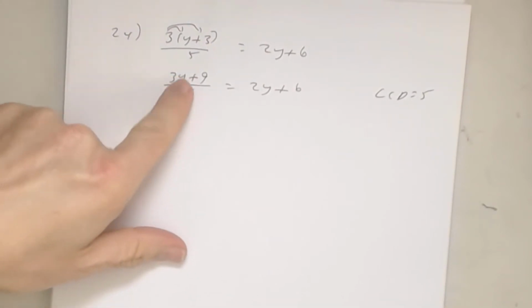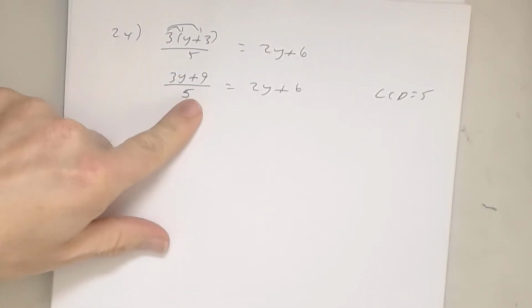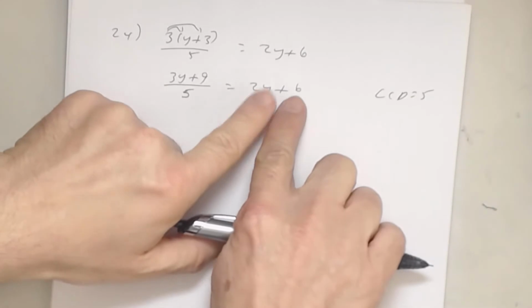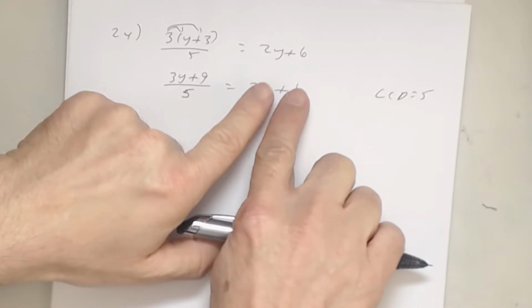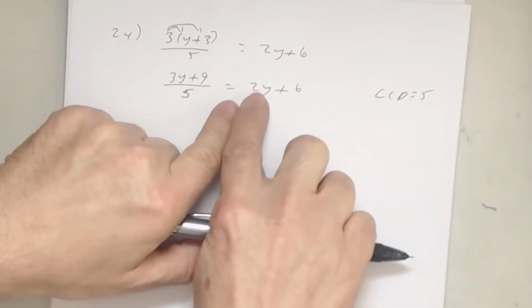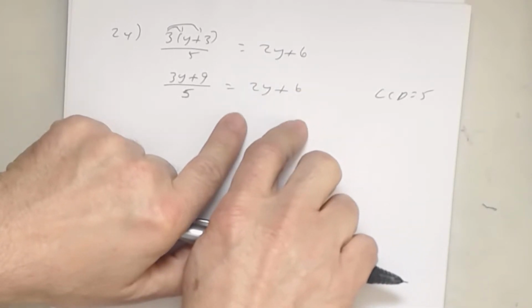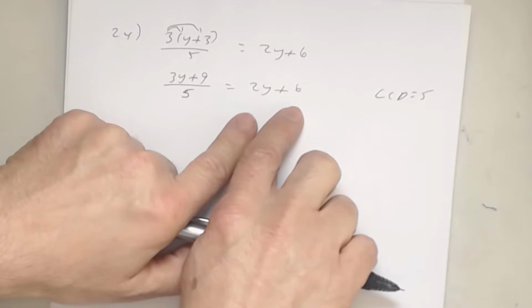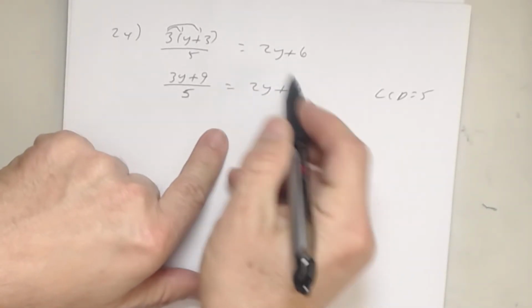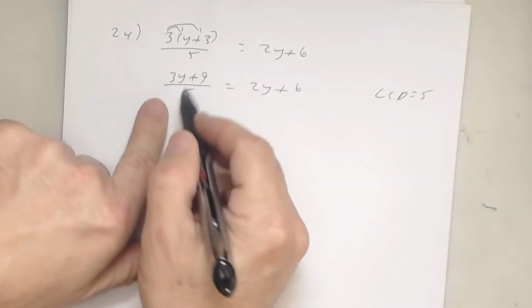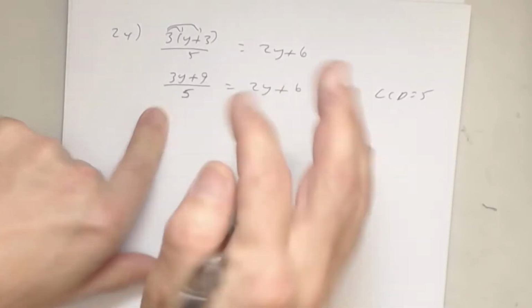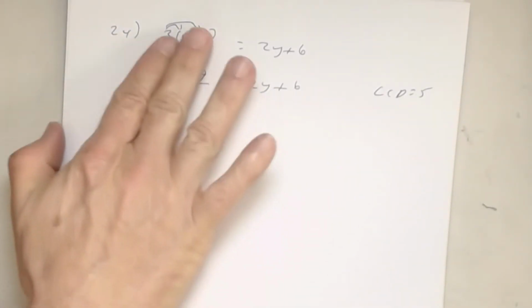How many fractions do you see here? 1. How many fractions do you see here? 2y divided by 1 plus 6 divided by 1. How many do you see here? 2. So 2 terms, right? So you've got to put this one in parentheses. This one you can leave alone for right now because this is one fraction. You see that?